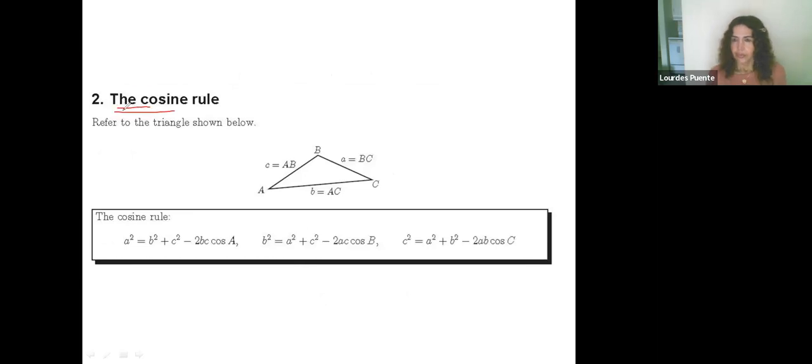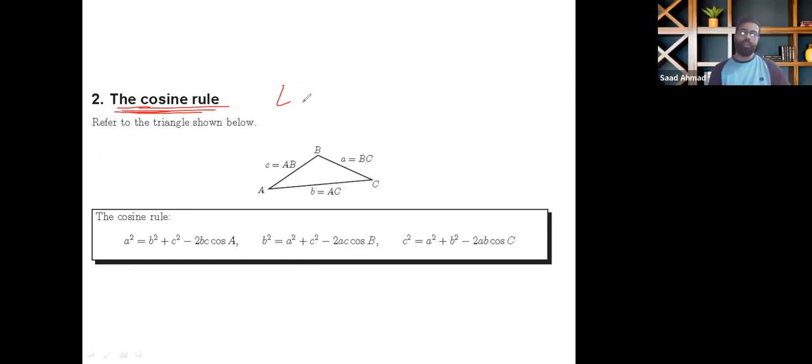Okay, so the next one is the cosine rule, also called the law of cosines. Again we have a triangle A, B, C. The side opposite to capital angle C is small c. The side opposite to angle A is small a, and the side opposite to angle B is small b.